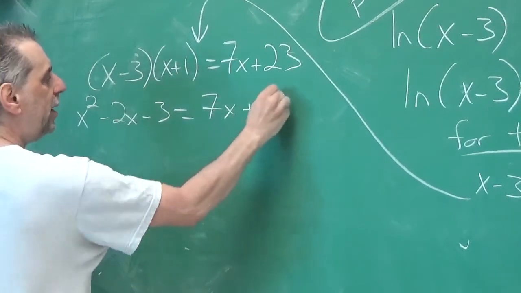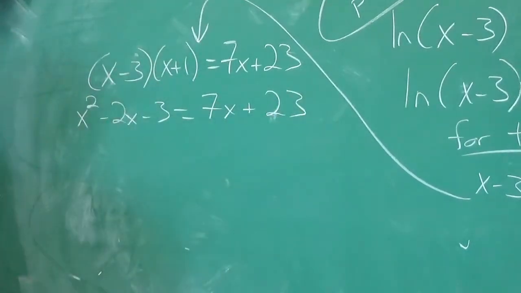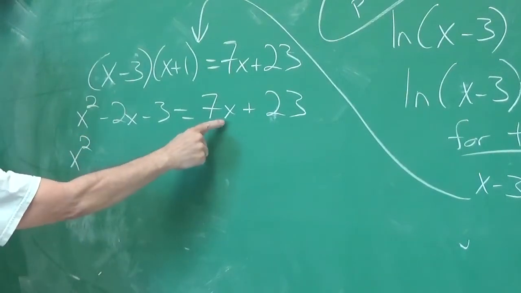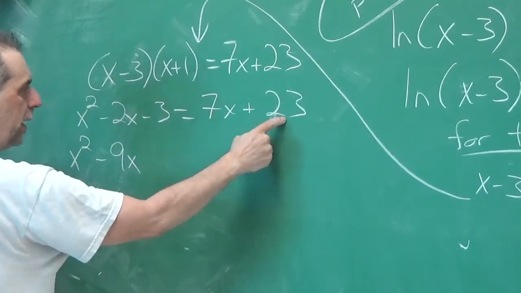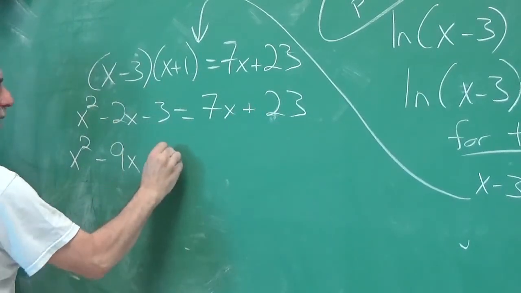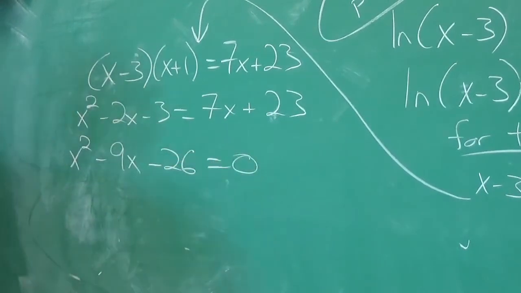We're going to gather everything onto one side. Let's make it the left-hand side since we got the positive x squared over here. So we're going to subtract 7x from negative 2x. We're going to subtract 23 from negative 3. Oh man, is that right? 26. That's 13 and 2. We can't get a 9 out of that. Looks like we're going to have to use the quadratic formula.